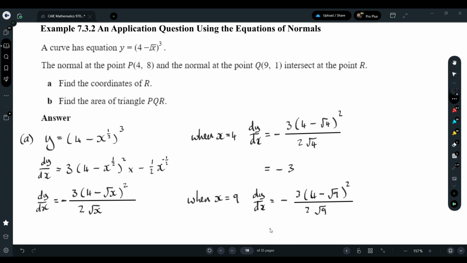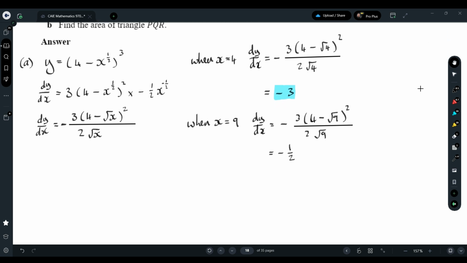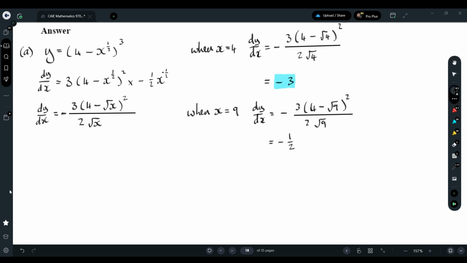Okay, when we compute all that using a calculator to help us out, we'll get an answer of a negative half. Now that we have differentiated our function and found the gradient of a tangent to our function at the point P and at the point Q, we have set ourselves up well to find the equations of the normals at each of these points. Let's start off by finding the equation of the normal at P, which is the point (4, 8).